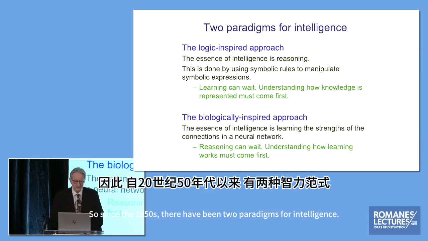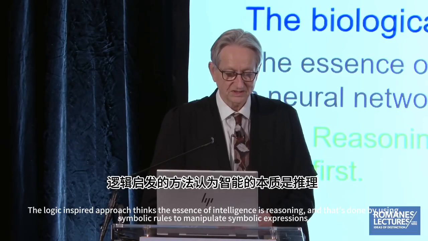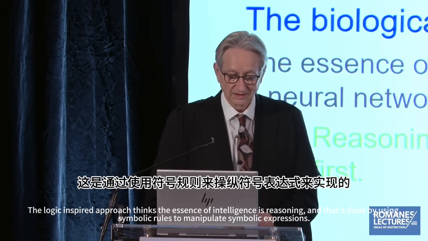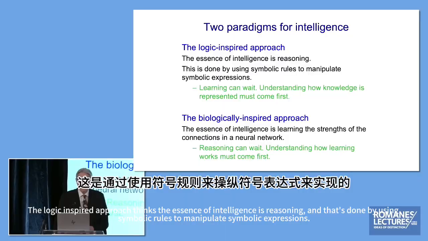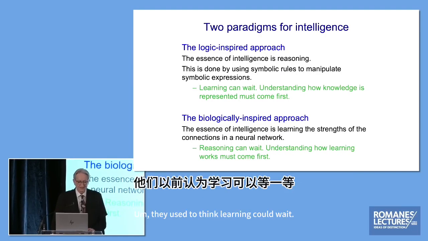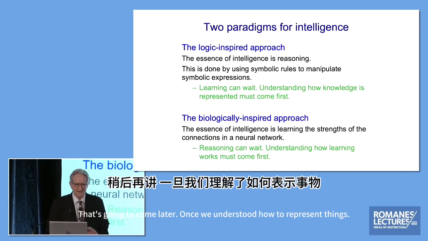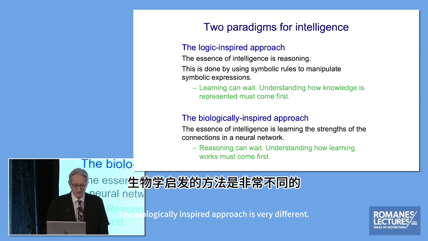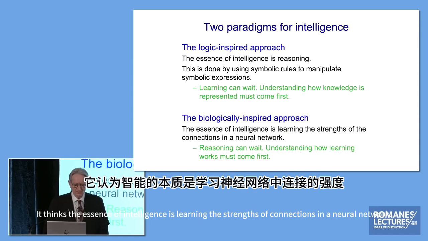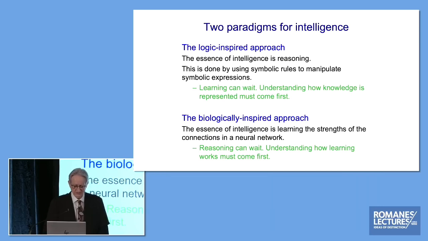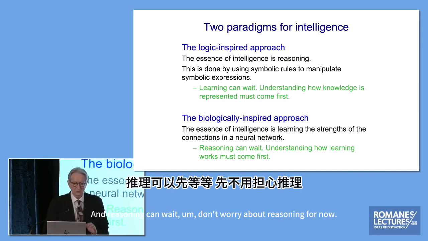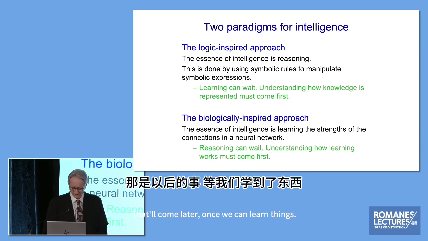So, since the 1950s, there have been two paradigms for intelligence. The logic-inspired approach thinks the essence of intelligence is reasoning, and that's done by using symbolic rules to manipulate symbolic expressions. They used to think learning could wait. I was told when I was a student, don't work on learning. That's going to come later once we understood how to represent things. The biologically inspired approach is very different. It thinks the essence of intelligence is learning the strengths of connections in a neural network, and reasoning can wait. Don't worry about reasoning for now. That'll come later once we can learn things.